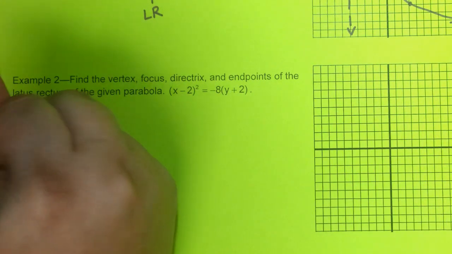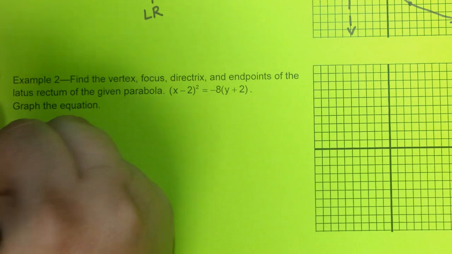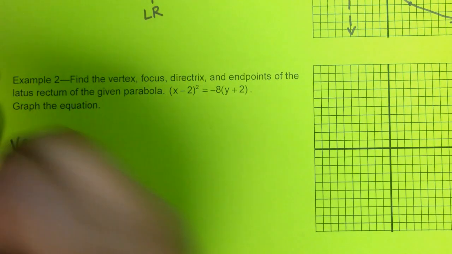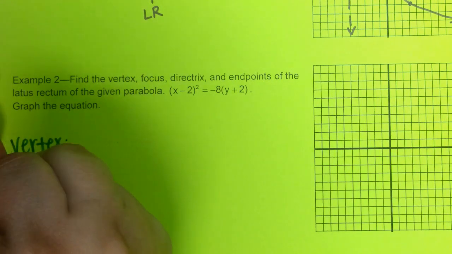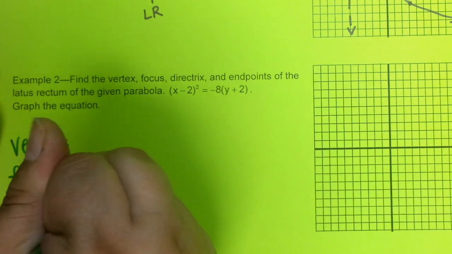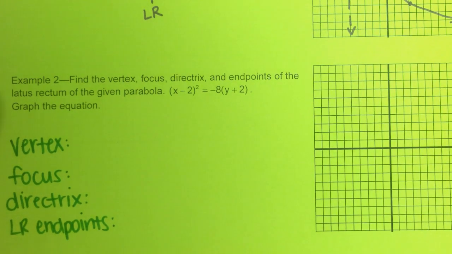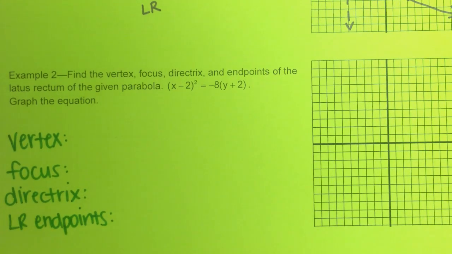All right. The next one wants us to find our vertex, our focus, our directrix, and our LR endpoints. And it wants us to graph this.